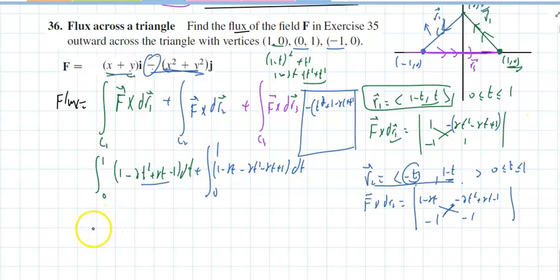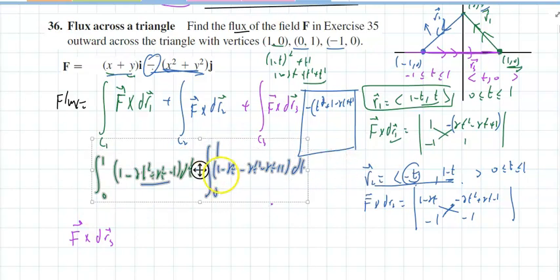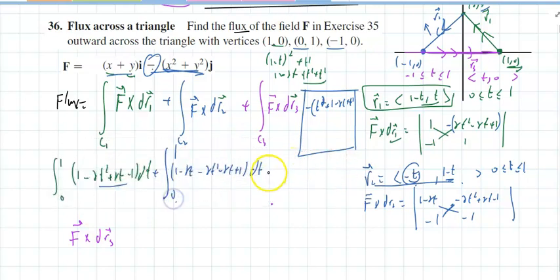I have to figure out what is f crossed with dr3. Well, what's r3? R3 is simply taking t, 0 and let t run from negative 1 to 1. That will work. That's going to be the integral. And let me shift this to the left a bit. It's going to be from negative 1 to 1, we said.